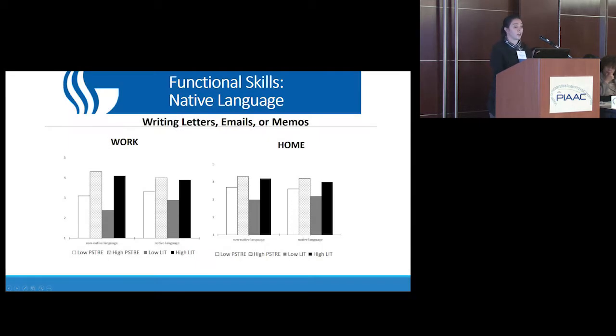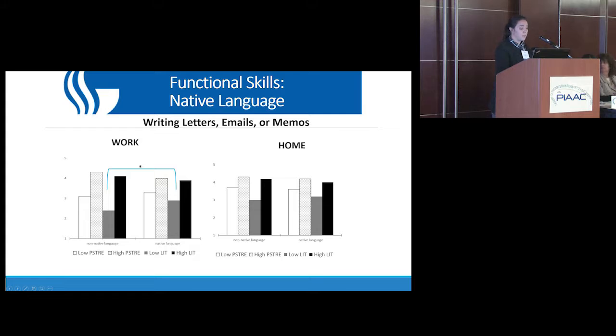As I said, I'm going to touch on a couple of these functional skills. So we wanted to really delve more into the functional skills. And so we looked at writing letters, emails, or memos at work versus at home. And what you'll see here is I have low and high PSTRE and low and high literacy, as well as native and non-native status.